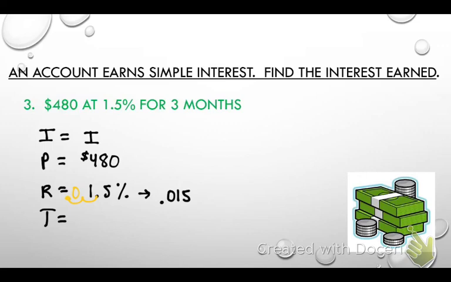The time. It tells me 3 months. Many people yesterday said, oh yeah, 3. But the time has to be in years. So I need to know what part is 3 months of the whole year. How many months are in a year? 12. So we're going to divide it by 12. If you reduce 3/12, what is that? 1/4.